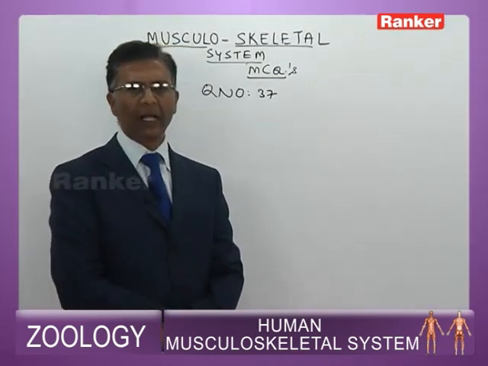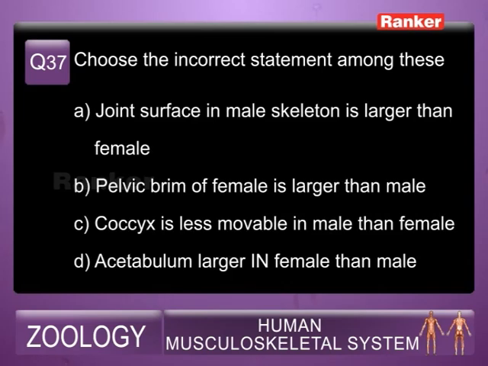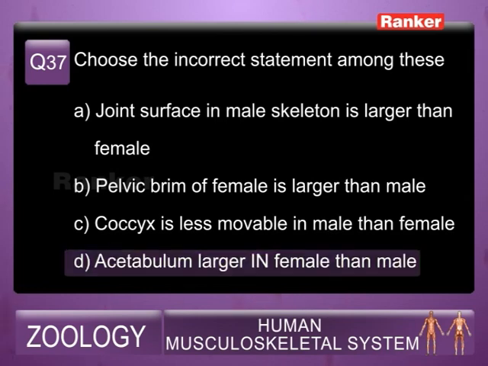Now 37th is here. Choose the incorrect statement among these. A. joint surface in male skeleton is larger than female. B. pelvic brim of female is larger than males. C. coccyx is less movable in male than female. D. acetabulum larger in females than males. So among these, the incorrect statement is D.